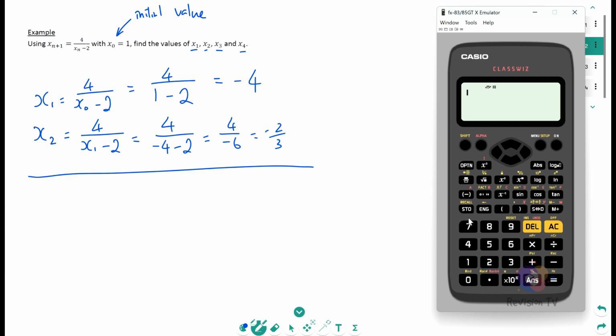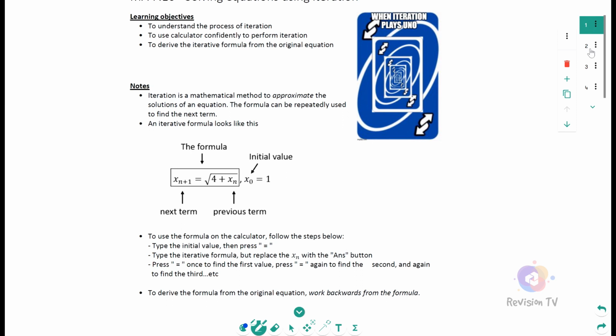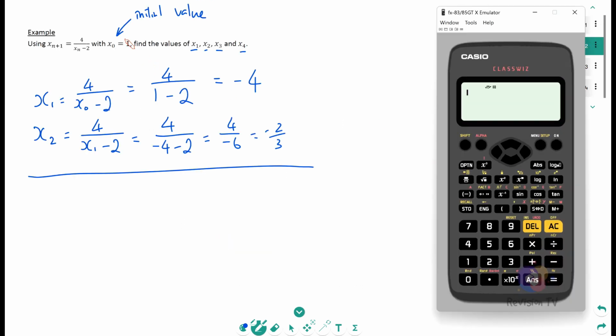In a calculator, first of all, if you follow the steps, the steps tell me to put in the initial value, then press equal. So the initial value is 1. So 1 and then equal. After that, the next step is to put in the formula. So the formula is 4 over xn. Now you have to replace xn with the answer button. So it'll be 4 over answer minus 2. And then you press equal. So you get your x1, which is minus 4. And then you press equal again. That's your x2.